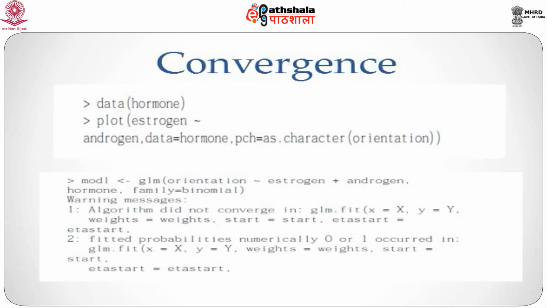So here's an illustration on the hormone data set where we are fitting a regression of a binary covariate called orientation on the hormone levels of estrogen and androgen. You can see that running this does not lead to the usual output, but rather leads to a warning message which says that the algorithm did not converge in glm.fit.